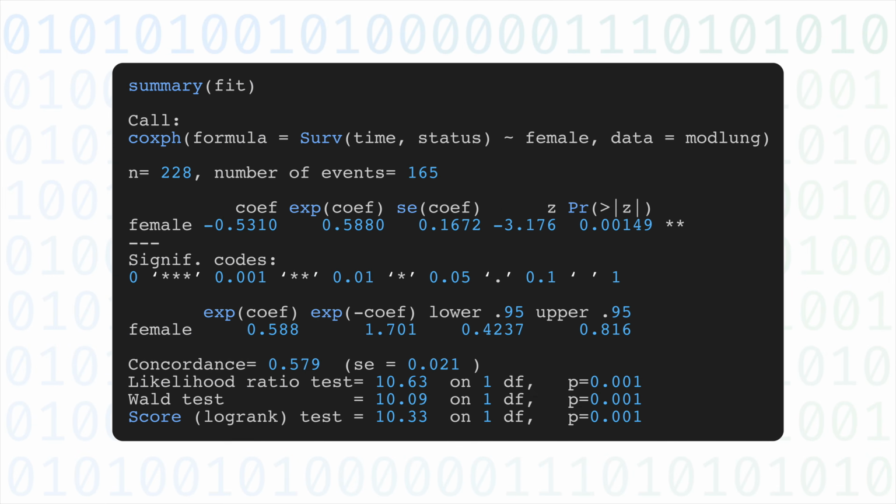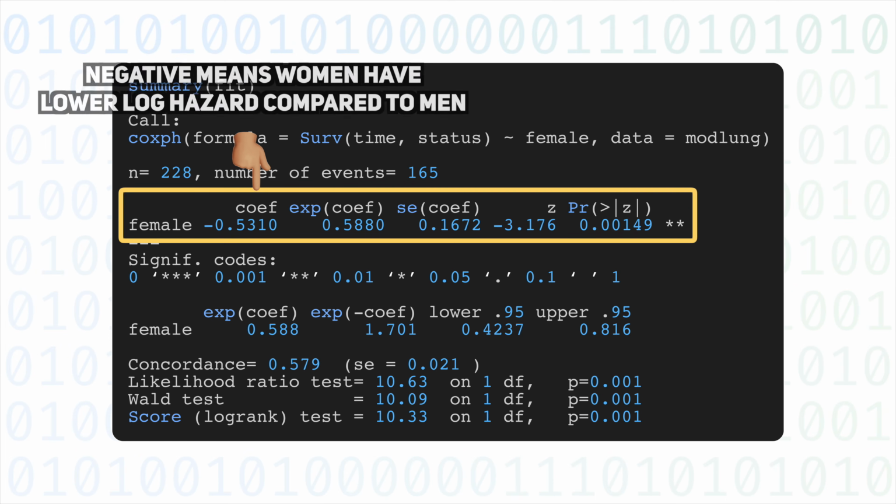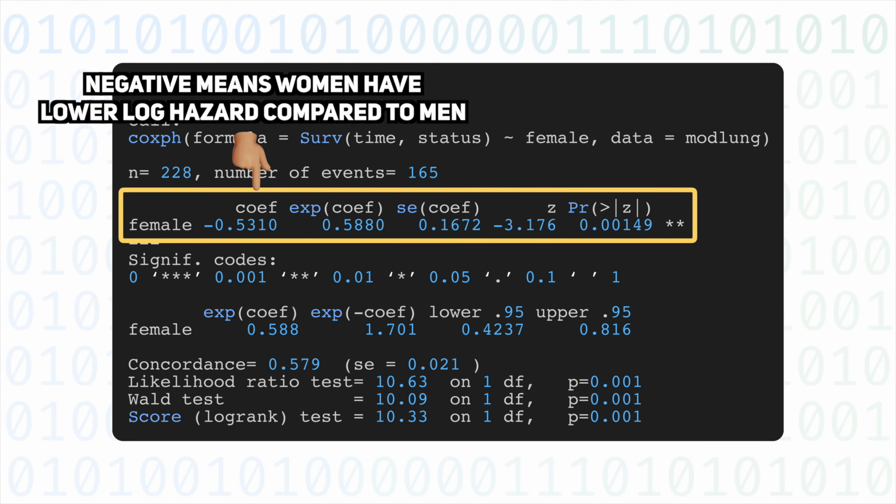With the fit done, we can check it via the summary function. You can see that there are 228 people in the dataset, and 165 of them experienced the event. Here you can see what our model was and what our estimated parameters are. Coef here means that this is the raw parameter value, the log hazard ratio. It's negative, which indicates that women have a reduced log hazard.